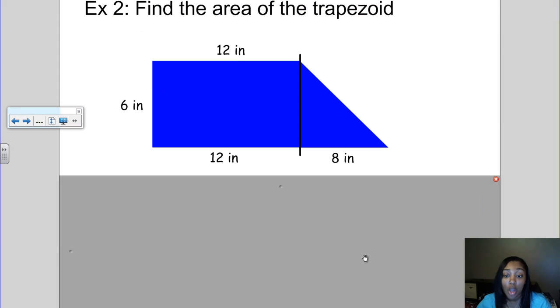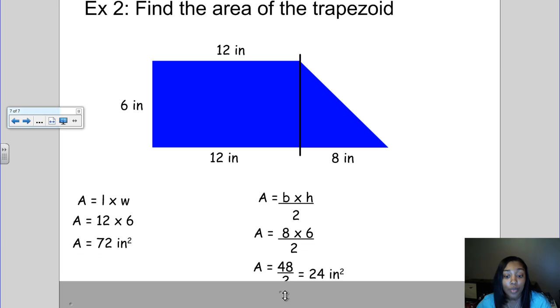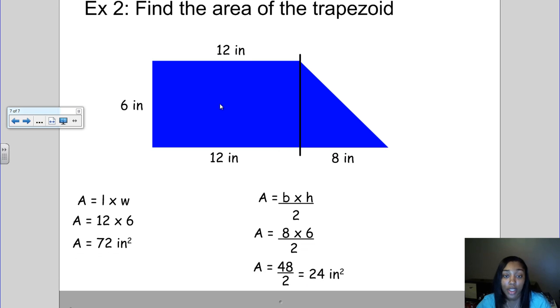So now that I know the dimensions, now I can find the area. So I need to find the area of the rectangle, and then I need to find the area of the triangle. Well, the area of the rectangle, I'm going to use the formula length times width, which means that the area will be 12 times 6, which is 72 inches squared. Then with the triangle, I need to do base times height divided by 2. Well, I know that the height of the rectangle and the height of the triangle are the same, so they both have a height of 6. And then the base of the triangle is 8, so I have to do 8 times 6, which is 48, and then 48 divided by 2, which is 24. So it has an area of 24 inches squared.